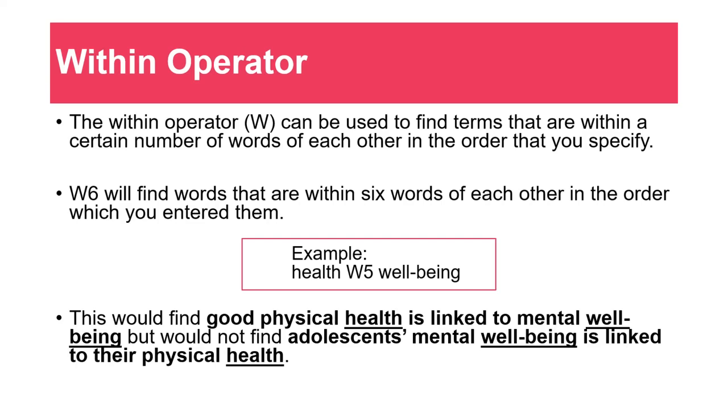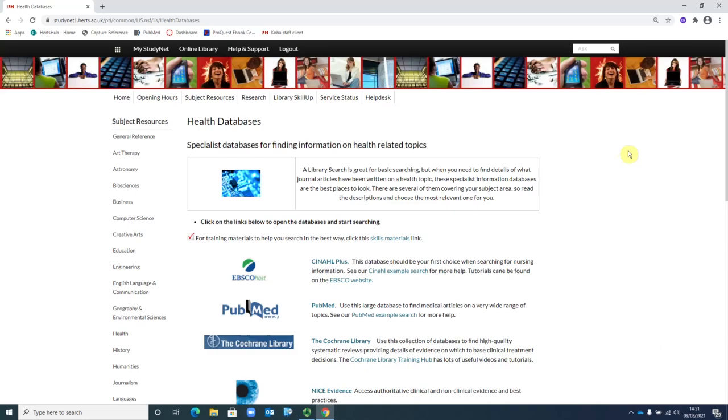Good physical health is linked to mental well-being, but it would not find adolescents' mental well-being is linked to their physical health, and that's because it only finds them in the title or the abstract in the order that you entered them, and you entered health W5 well-being and not well-being W5 health. So let us then have a go at this in CINAHL, and we can compare the results.